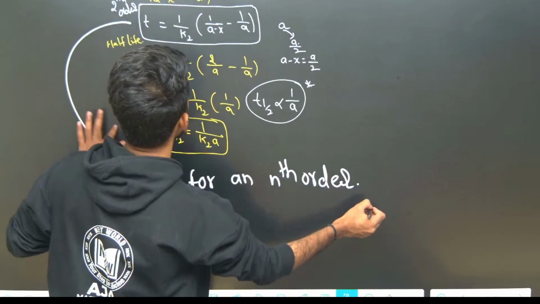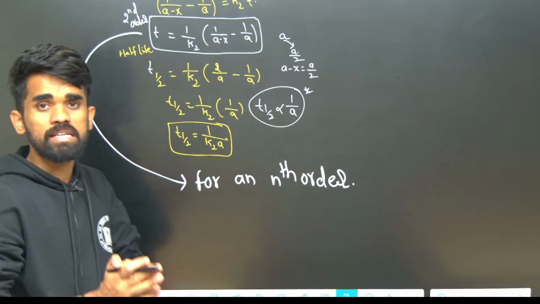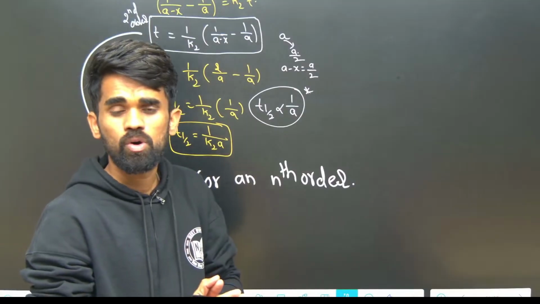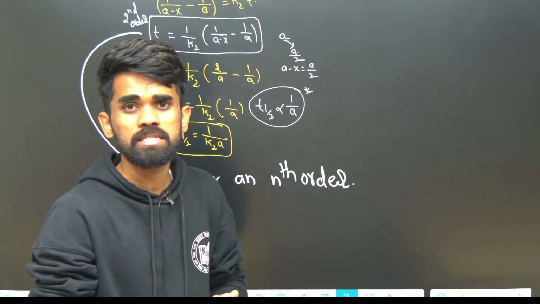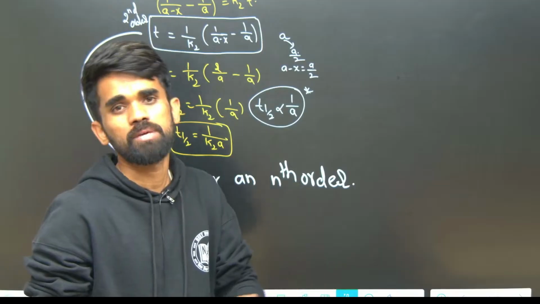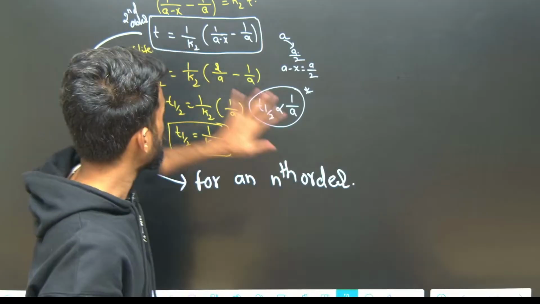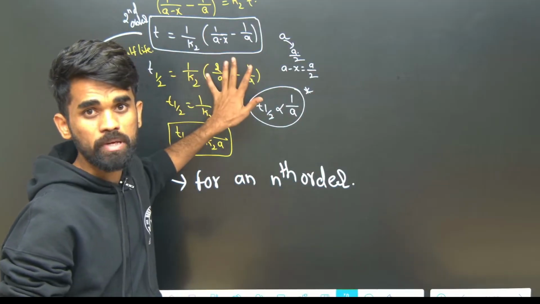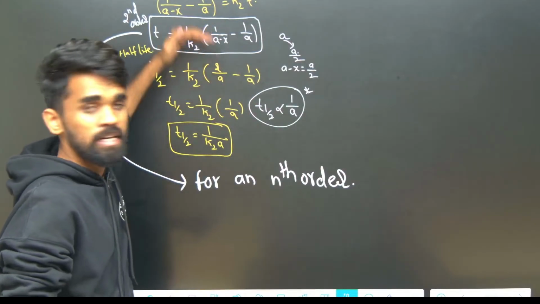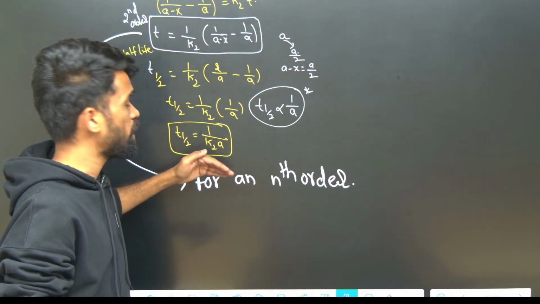See, first of all, having clarity over the formulas is very important. Okay, and doing the numericals is again one of the most important things. In order to do numericals, you should have complete clarity over the topic first. That's why we integrated, differentiated and simplified all these things.